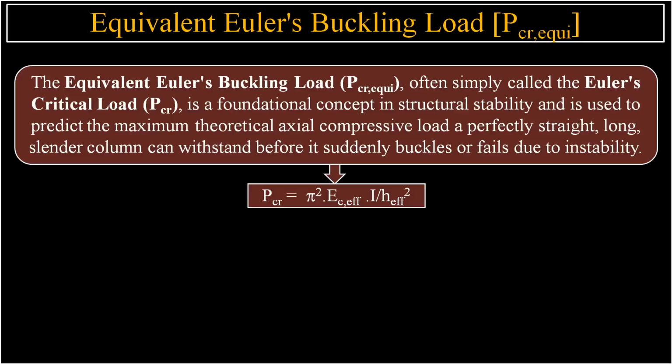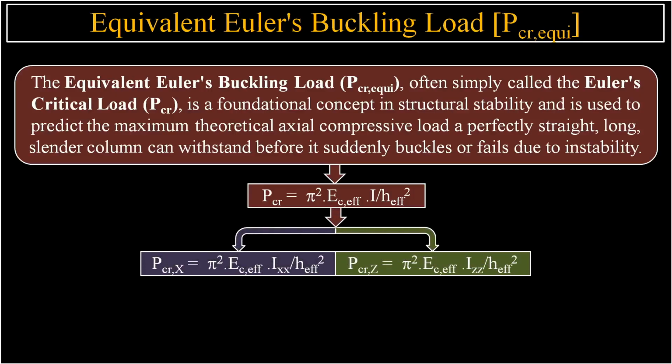Since we are working with biaxial moments, this general formula is only the starting point. We need to analyze this critical load along both principal axes. Components for biaxial bending. Biaxial components, PCRX and PCRZ. For a rectangular column under biaxial bending, we must calculate the critical load for buckling about both the XX and ZZ axes, as both the stiffness, I, and the end conditions, K, may be different.